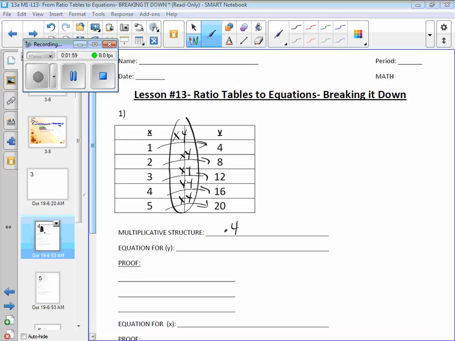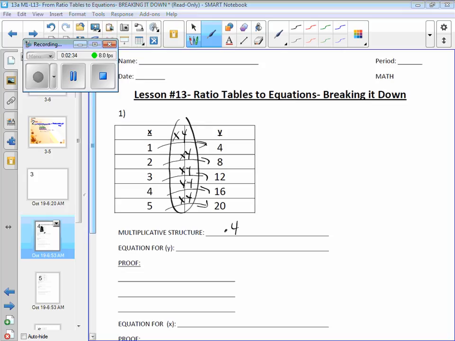As dumb as this is going to seem, do this with me. Do you agree 1 times 4 is 4? Do you agree that 2 times 4 is 8? Do you agree that 3 times 4 is 12? Yes. Do you agree 4 times 4 is 16? Yes. Do you agree that 5 times 4 is 20? Yes. Ready? Do you agree that any value that I give you for x, times 4 will equal the value for y? Yes. You good with that?